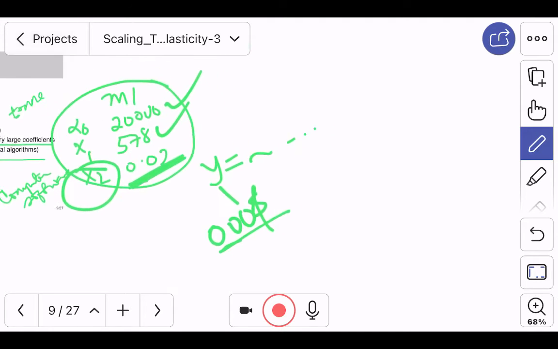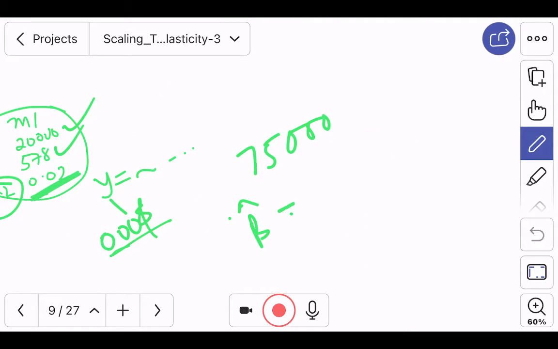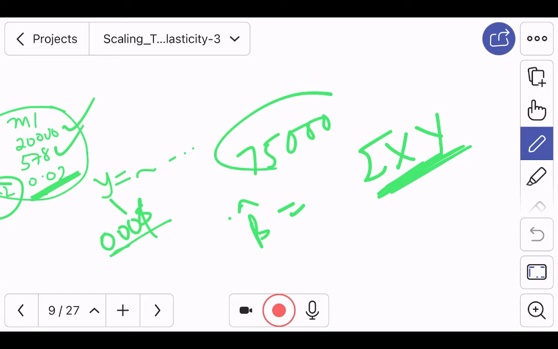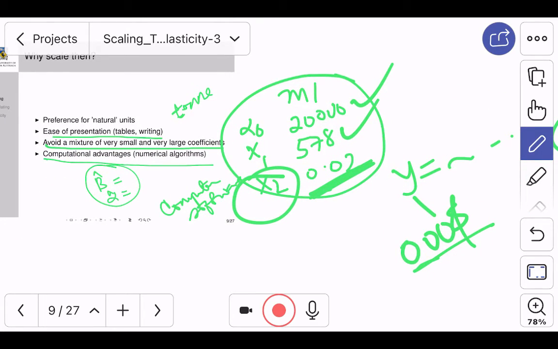Like somebody's income could be 75,000. I would never want to have this in my normal equations where the coefficient or the slope term is involving things like this. Okay, that's massive numbers. I don't want to calculate those numbers. These are huge. Okay, I want to scale them. So if I'm doing it manually, I wouldn't want to do that. I would scale. How about if I'm using software?